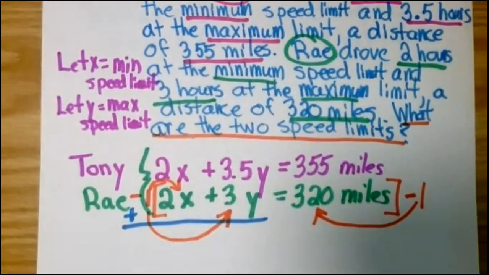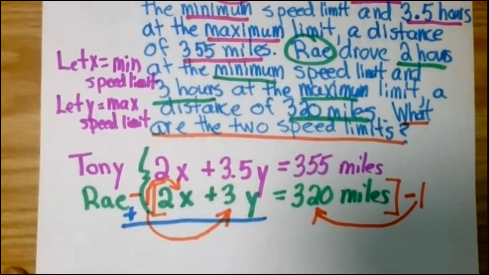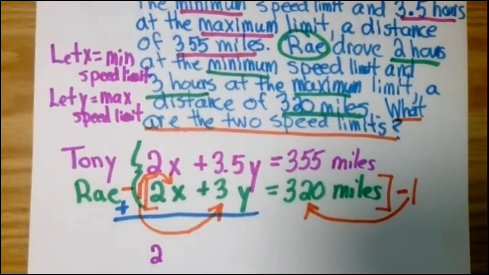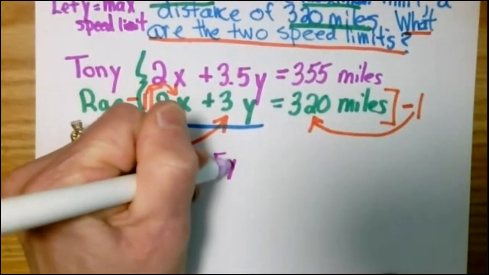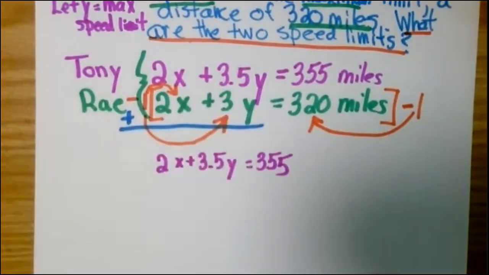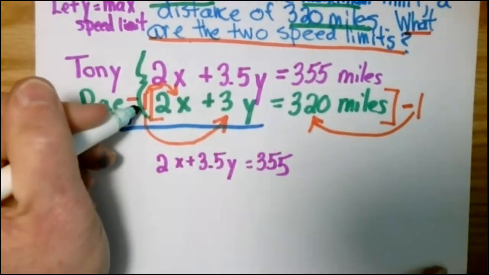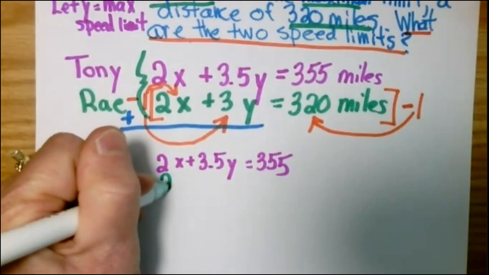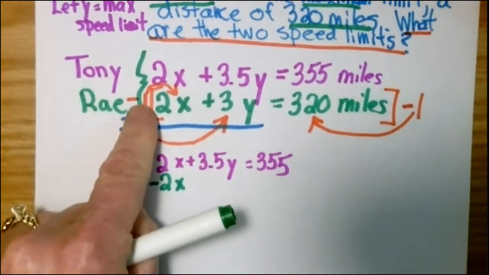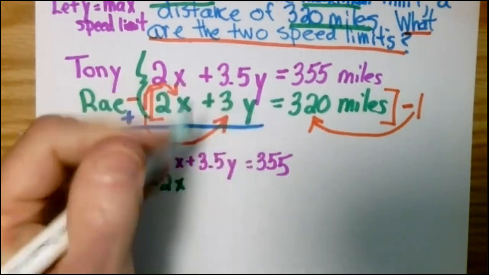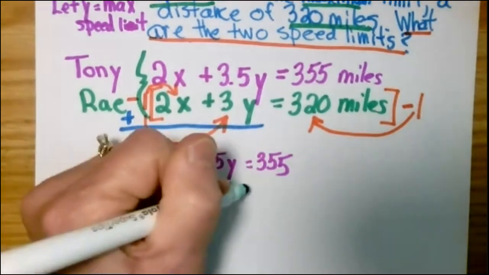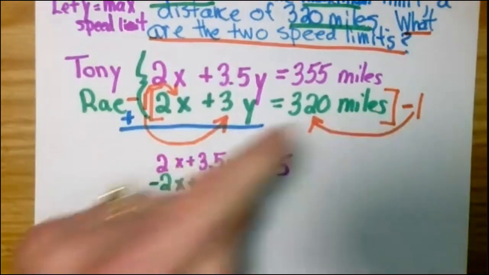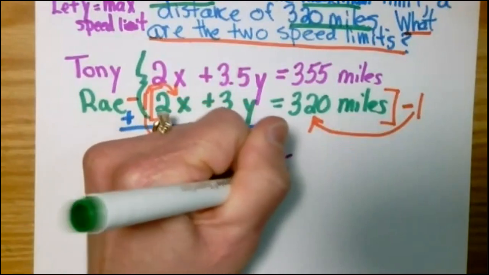So I'm going to leave the first equation the way it was. I don't have enough room on the right side, so I'm just going to come down here. Down now. 2x plus 3.5y equals 355. That's staying the same. Nothing's changing. The second one, however, is going to change. Negative 1 times 2x is going to give me negative 2x. Negative 1 times 3y is going to give me a negative 3y equals 320 times negative 1, negative 320.